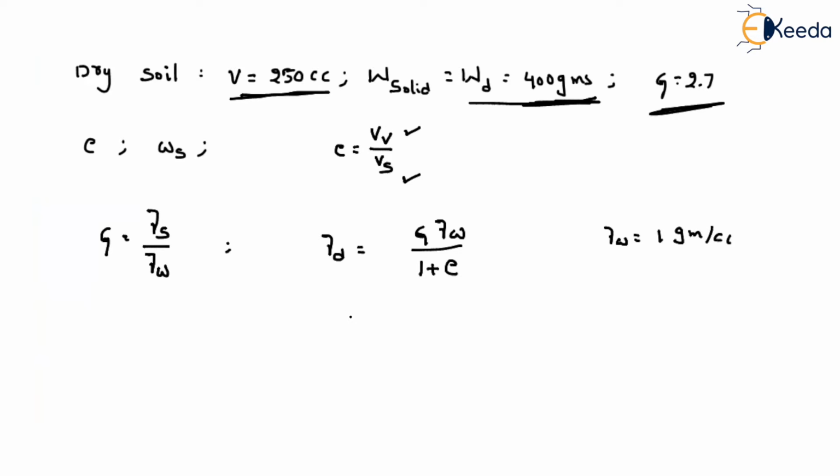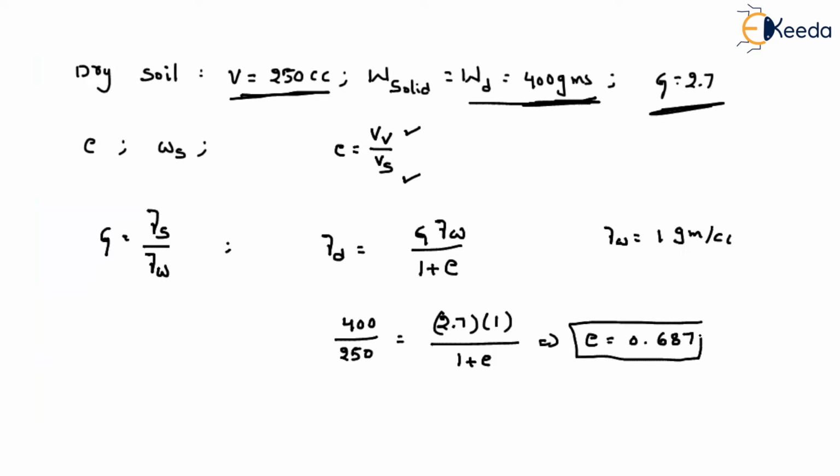That implies gamma D is given as 400 divided by volume 215. That will be equal to G, which is given as 2.7, and gamma W, let us consider it as 1, divided by 1 plus e. Solve this and tell me what is the void ratio. If you solve this, you will get void ratio around 0.687. It doesn't have any unit. Okay, first part is done.